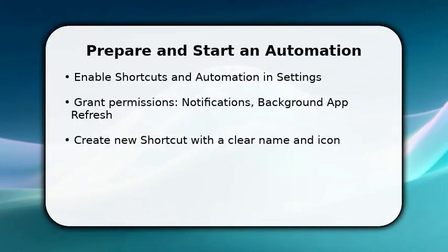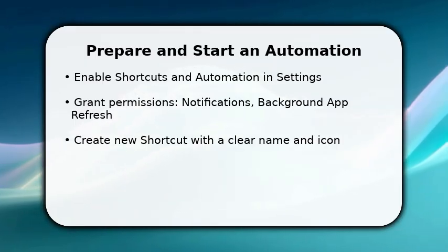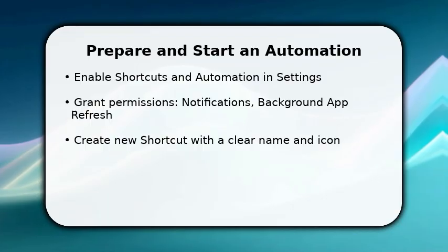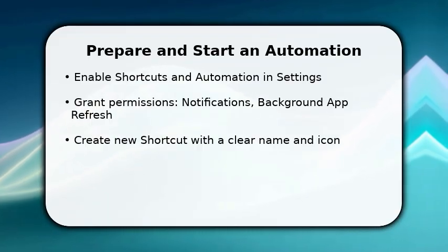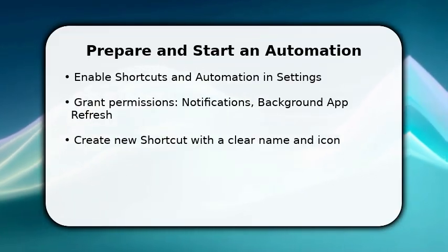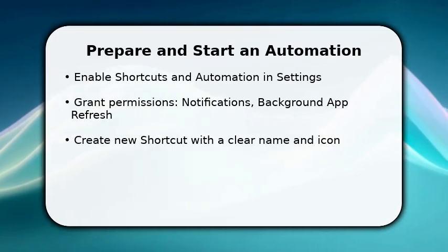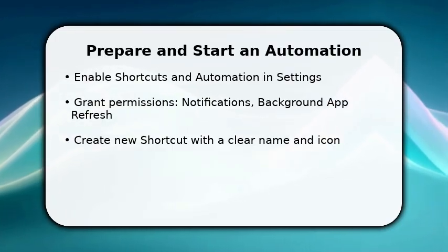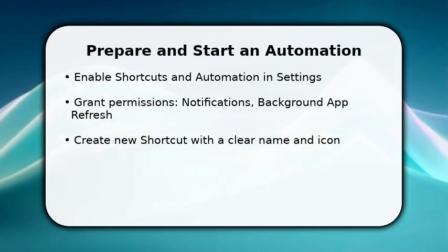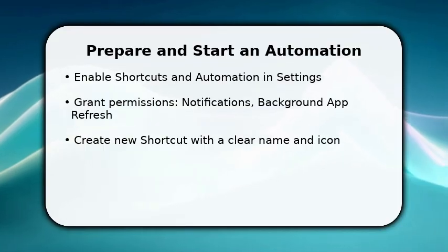You start by confirming prerequisites, shortcuts enabled and permissions granted so automations run reliably. Once done, open Shortcuts and tap Automation to create a new personal automation. Choose a trigger like time of day, location, or app, then pick Run Shortcut as the action. Make sure the shortcut itself has actions chained logically.